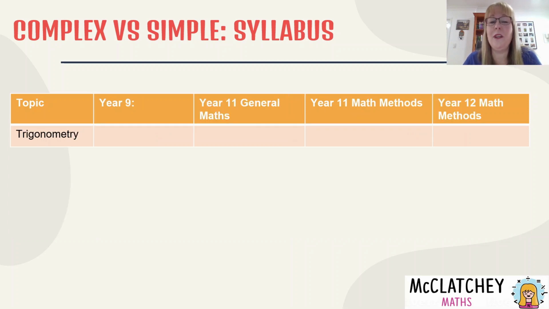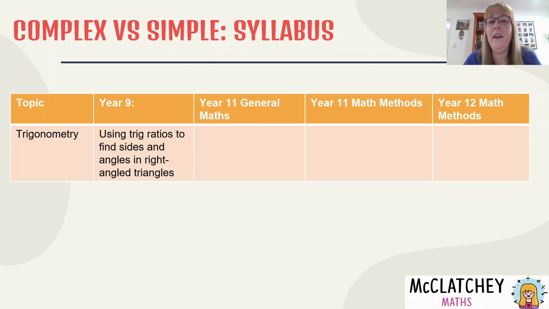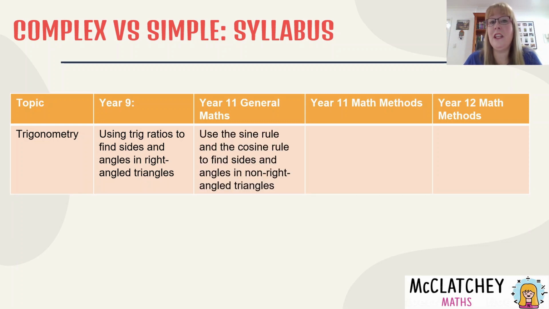If I was studying trigonometry, for example, in Year 9, I'm using basic trig ratios, SOHCAHTOA, sine, cos, tan, to find sides and angles in right-angled triangles. But when I move into Year 11 general maths, I'm now using the sine and the cosine rule. That becomes my complex content. And I'm finding sides and angles in non-right-angled triangles.